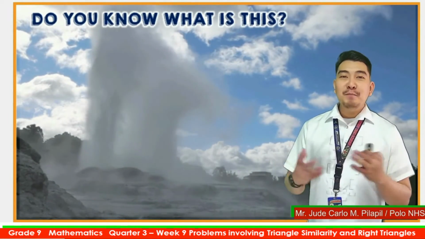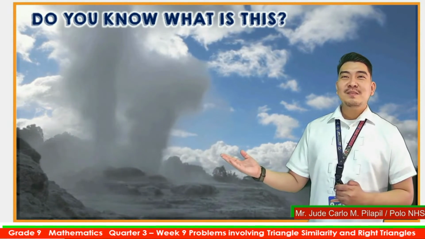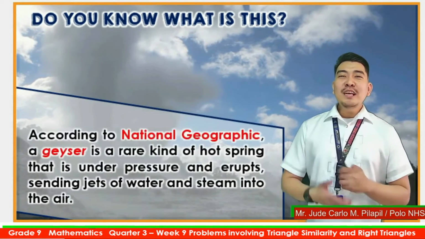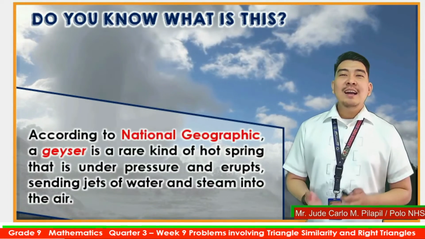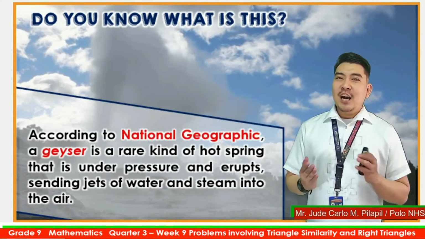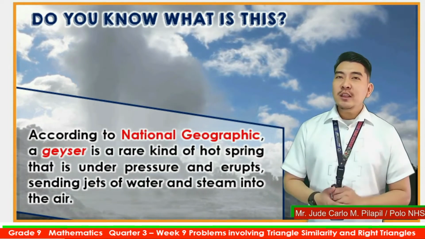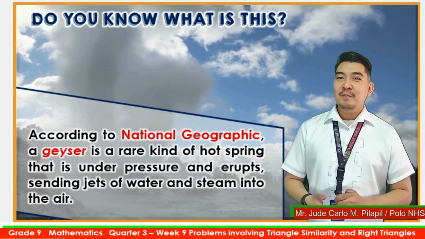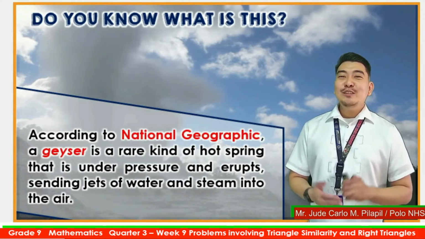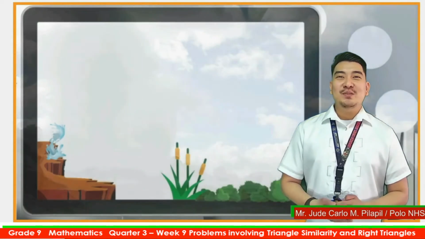Hopping to another bit of trivia, do you know what this is? According to the National Geographic, a geyser is a rare kind of hot spring that is under pressure and erupts, sending jets of water and steam into the air. Now, let us use this geyser as we discuss problem number 5.